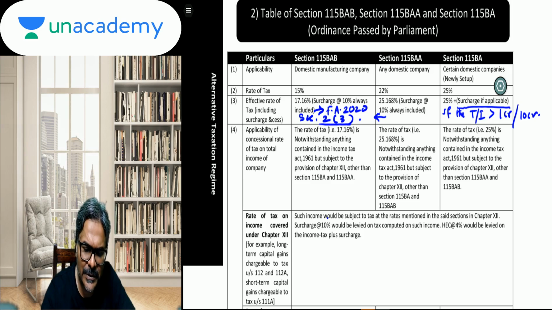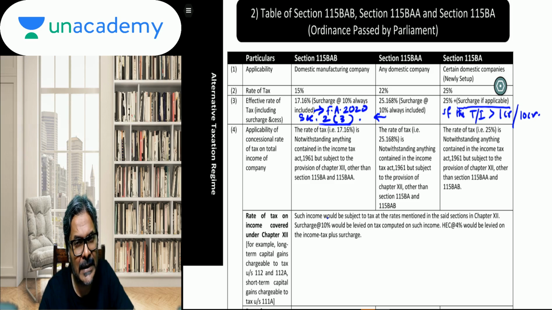To that the answer, students, is yes. The moment you are opting for 115BAB or for 115BAA, again I am repeating, the moment you are opting for 115BAA or 115BAB, the surcharge in all the cases will have to be loaded. So you opt for these provisions, and what happens? Any income which has been chargeable primarily, even if at a special rate, those incomes will have the loading of the surcharge and HEC as well.